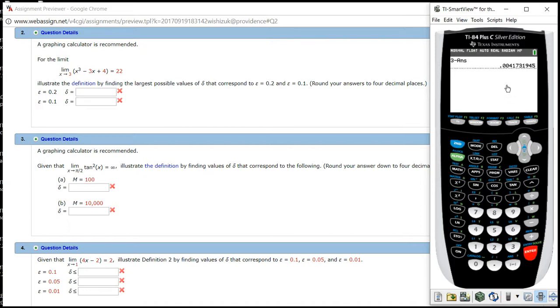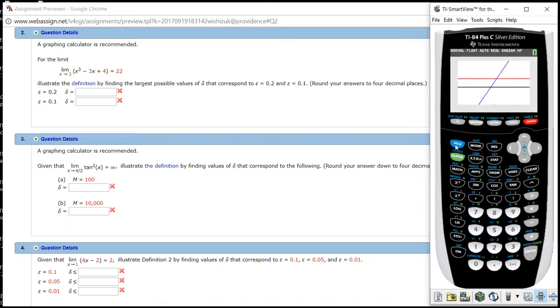All right, so it's going to be 0.0041, or 42 if you want to round it up. But that's one of the values, and the other one could be smaller, so we have to look at the other one. So I'm going to go back to the graph.